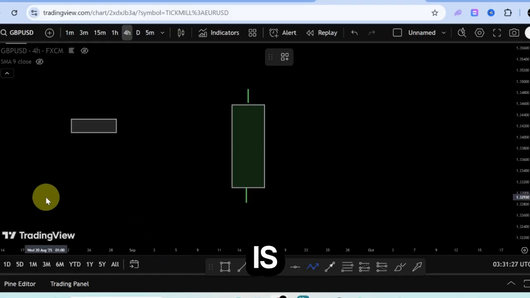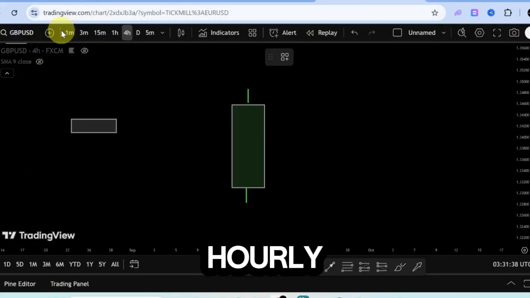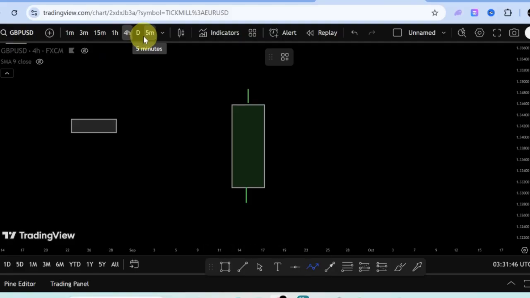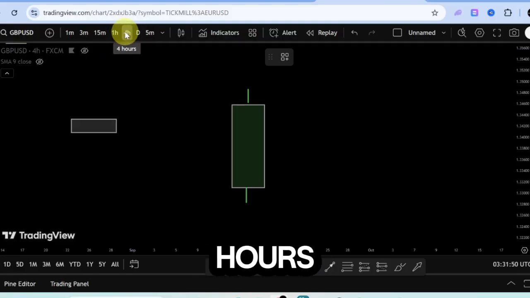So all you need to do is open up your chart of the pair that you want to trade, the forex pair or the crypto pair. Go to a higher time frame, let's say the 4 hours time frame, or the daily time frame. For me, I'm using both the 4 hours time frame and the 5 minutes time frame. Right now, I'm in the 4 hours time frame.